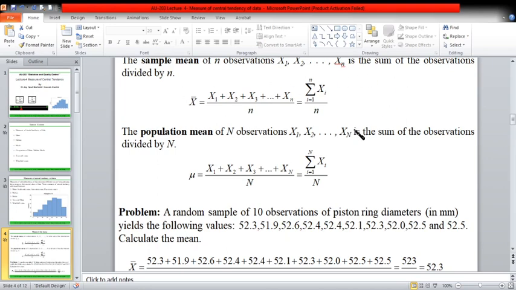For example, in this case 52.3 is a value which occurs twice, and then 52.4 also occurs twice. So this data set has two modes. It would be a bimodal distribution having two modes. 52.3 is a mode which is coming frequently and 52.4 is coming frequently. So we say that the data has two modes.